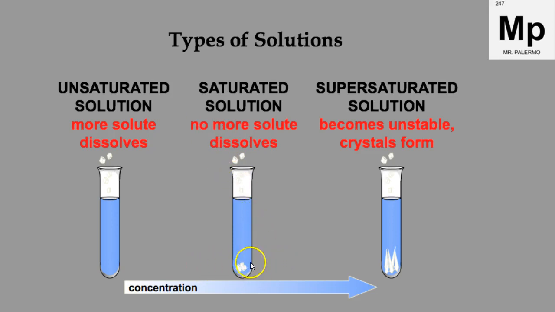It would not dissolve. And a supersaturated solution we can make by heating a solution and then in turn cooling it down. So essentially we're going to get more solute to dissolve than it can normally dissolve. And this is very unstable, and we can actually form crystals. And this is how things like rock candy are formed. Because it's unstable, any kind of agitation will cause it to precipitate out.